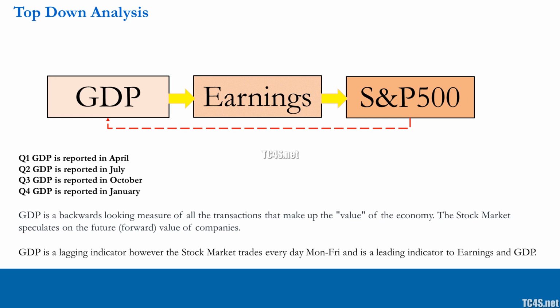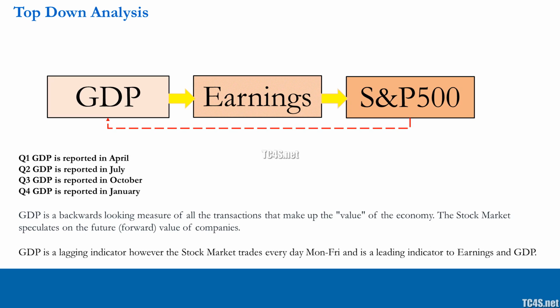Okay, let's have a look at that relationship, but let's first understand GDP and how it's reported. GDP is reported quarterly, okay? And we have 4 quarters: Q1, Q2, Q3, and Q4. But GDP is reported after those quarters are completed. So Q1 GDP, for example, and Q1 is January, February, March, Q1 GDP is reported in April. Q2 GDP is reported in July. Q3 GDP is reported in October. And Q4 GDP is reported in January.